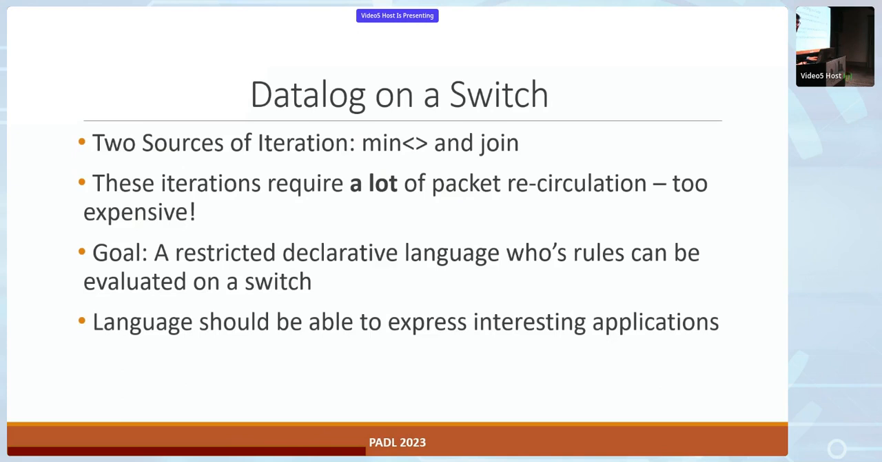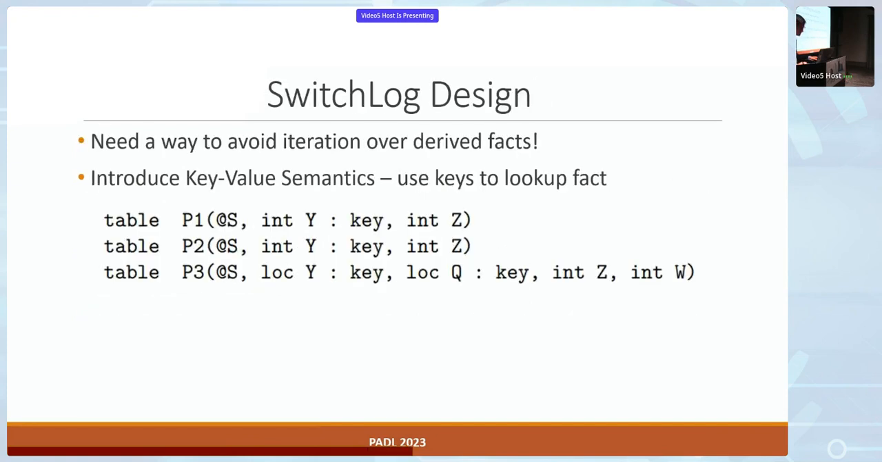So our goal now is to come up with a restricted declarative language such that its rules can be evaluated efficiently on the switch. And at the same time, there's always this trade-off when you're restricting something. We want our language to be able to express interesting applications that network switch or data plane programmers might care about. So the first thing we need to do is a way to avoid iterating over facts. And to do this, we introduce key-value semantics, which is that every SwitchLog table has keys and values rather than it just being a single set.